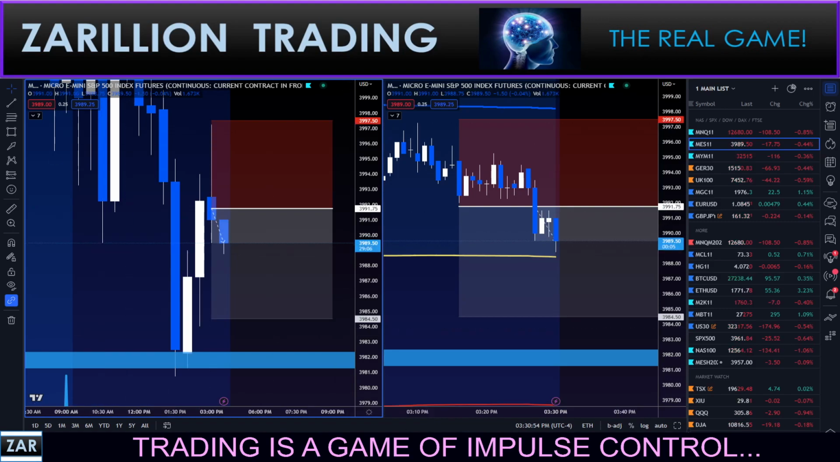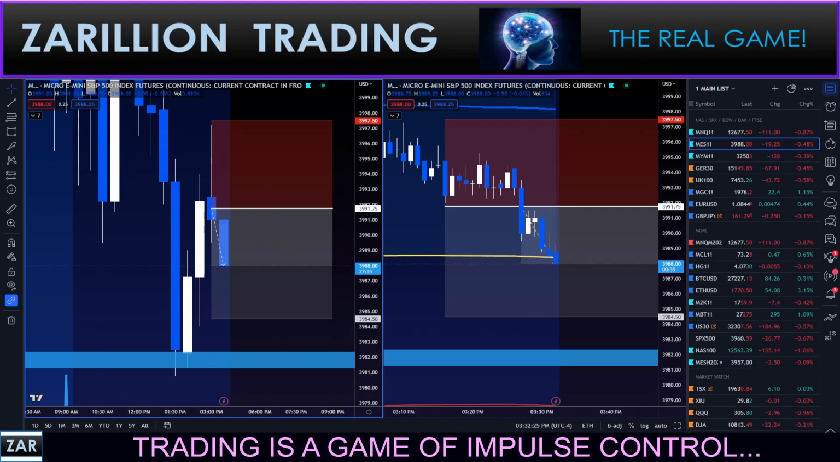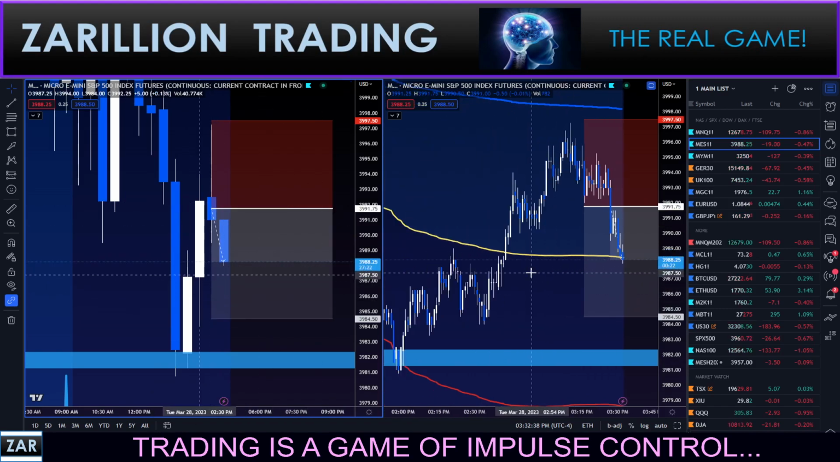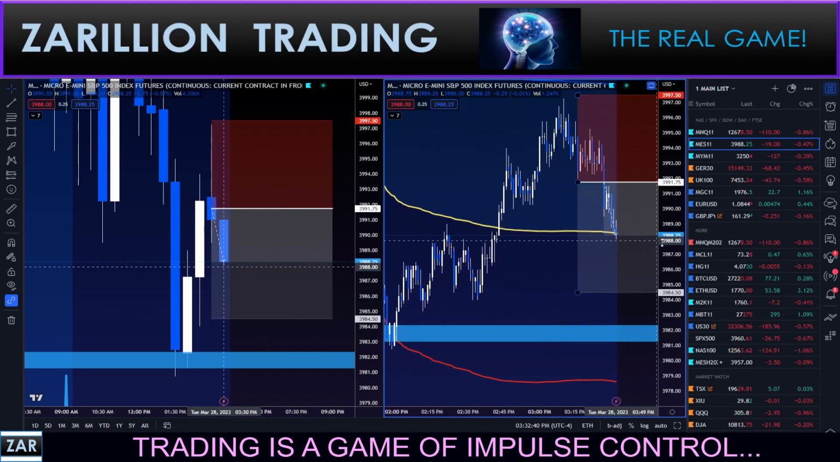I'm going to put you on pause here for a minute. I'll bring you back. Trying to push down a little bit here. Meeting some support at the 1 1/4 standard deviations on the VWAP.